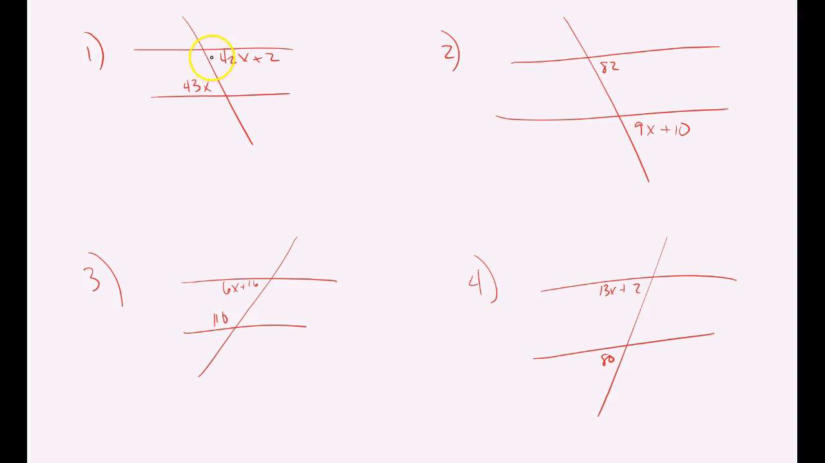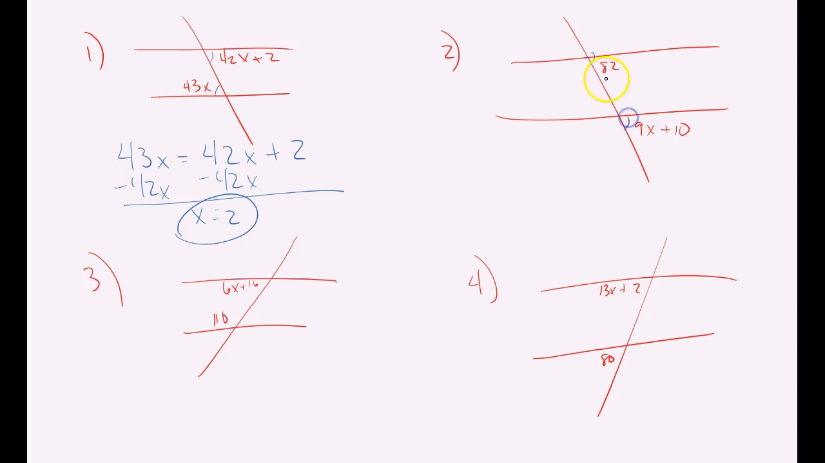My first thing is, of course, how do these two relate to each other? They're alternate interior, which means they're congruent. So I'm going to set these two equal to each other, and then I'm going to solve. And when I do that, it looks like I'm getting x is 2. Now on 1, 2, 3, and 4, all they wanted was find x, so I'm going to stop right there.